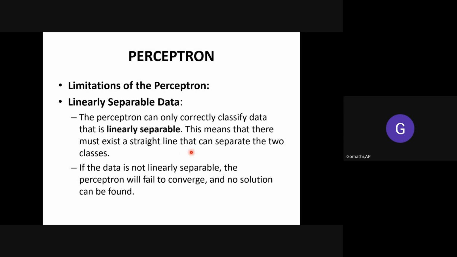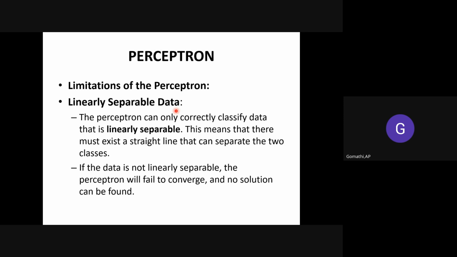The class B denotes the value of the output is 0. If the data is not linearly separable, the perceptron will fail to converge and no solution can be found. Linearly separable data means a boundary, a diagonal line, should be present between class A and class B. That means to differentiate the output of the weighted sum, we should have the diagonal line between the classes.